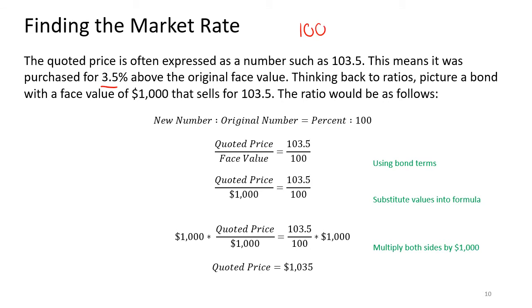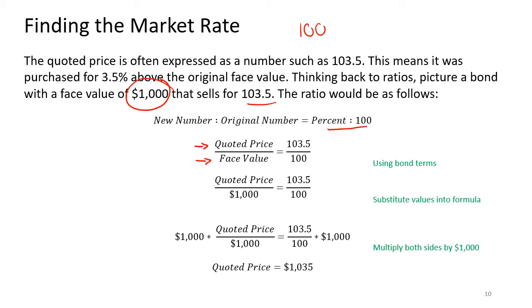And if you remember back to our ratios, our new number divided by our original number is equal to a percentage divided by 100. So consider this number to be your percentage. If I look at this question and I have a face value of $1,000 and it's selling for 103.5, we can figure out what our quoted price is. Our new number to our original number is equal to a percent to 100, just like we did in ratios. In this case, our new number is our quoted price. So our quoted price divided by our face value is equal to the percent.